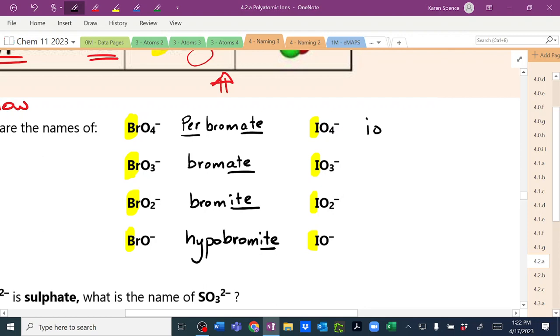So we have perbromate, bromate, bromite, and hypobromite, and we follow exactly the same pattern for these ones. And sometimes the names look a little weird, but that's okay. Periodate, and then iodate, and then iodite, and then hypoiodite.